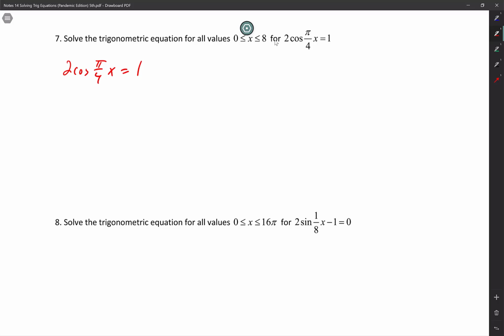So I have 2 cosine to the power 4x equals 1. I'm going to divide by 2. Cosine of 4x equals a half.